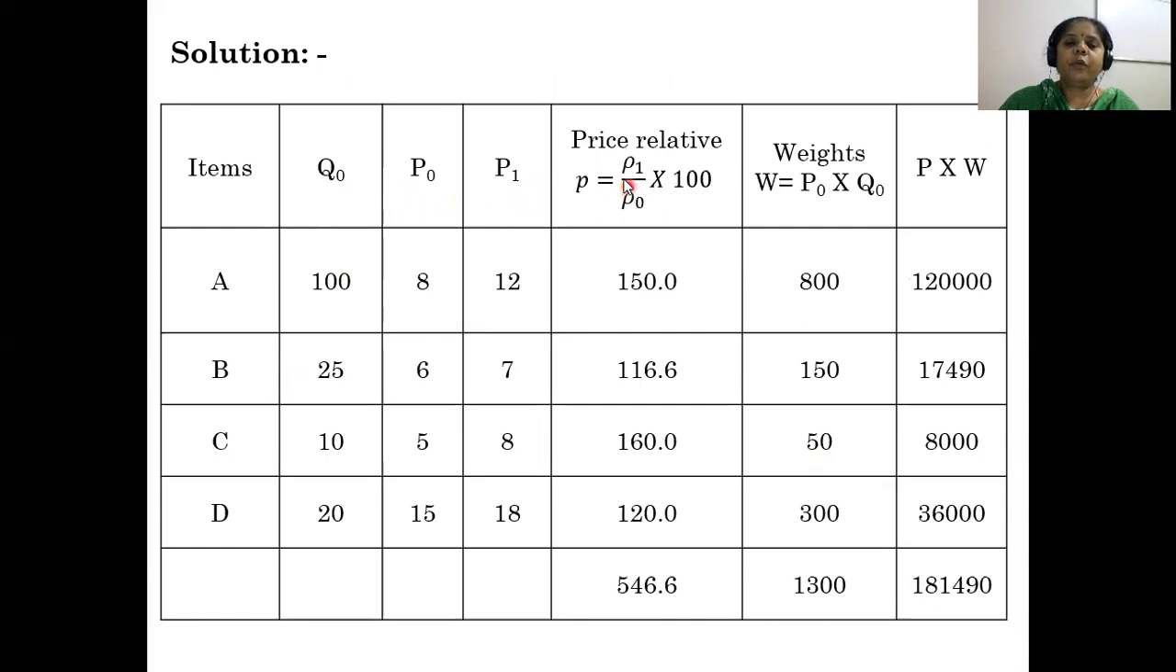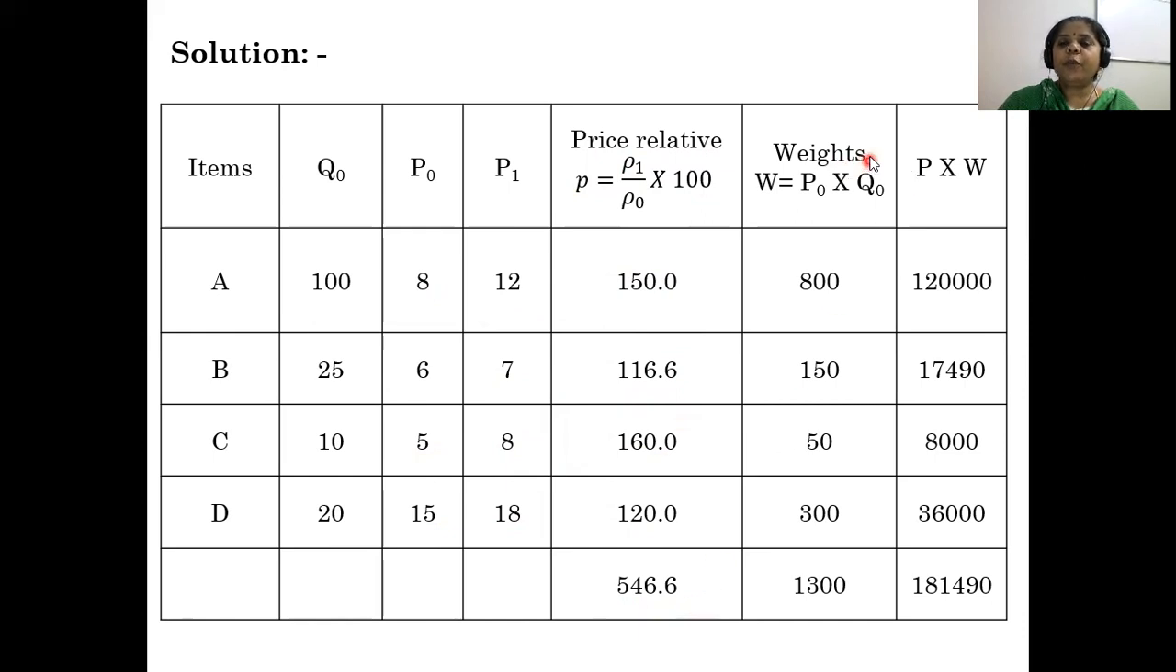So now what do we have to find out? We have to find out price relative. Price relative is P1 by P0 into 100. So that is 12 by 8 into 100, 7 by 6 into 100, 8 by 5 into 100, 18 by 15 into 100. So the total price relative we get is 546.6.